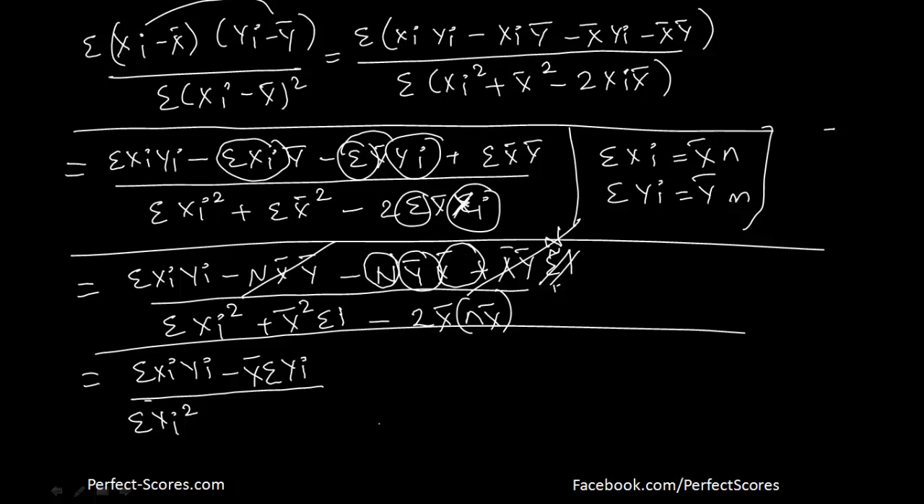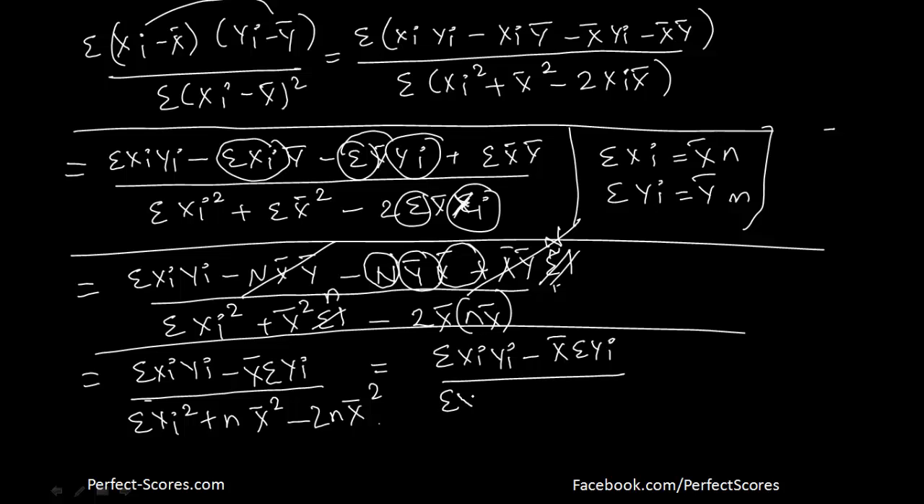Now this summation of 1 is going to be n, so it's going to be plus n times summation of x bar square minus 2 times n into x bar square. So this is going to come down to summation of xi yi minus x bar into summation of yi divided by summation of xi square. So this is minus 2 and plus 1, minus n into x bar square. There's no summation, right?